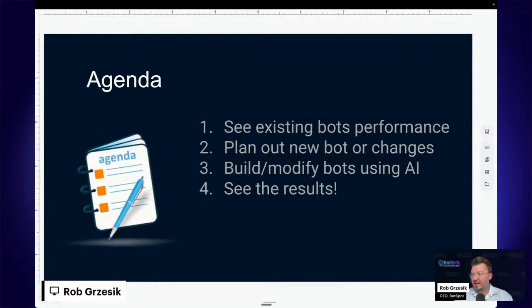Okay, so here's our agenda for today. This is basically how these sessions are going to work. We do this every Thursday at 1 p.m. Eastern time during market hours, so we can actually see some stuff, trade, and go live.